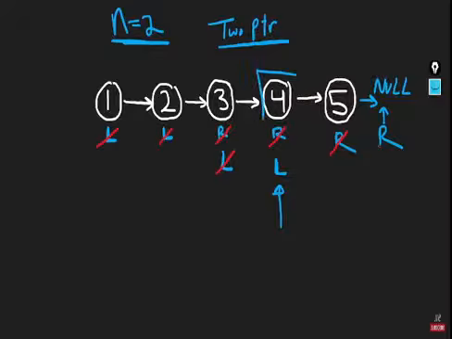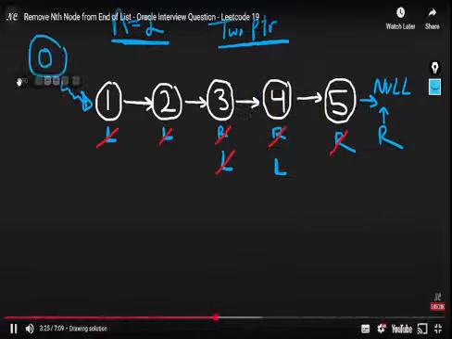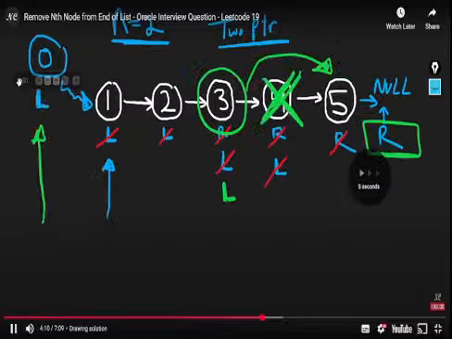We have access to the node that we want to delete, but we want to delete it. How do we delete it? The only thing we have to do is take this pointer, cross it out, and then reassign it over here.